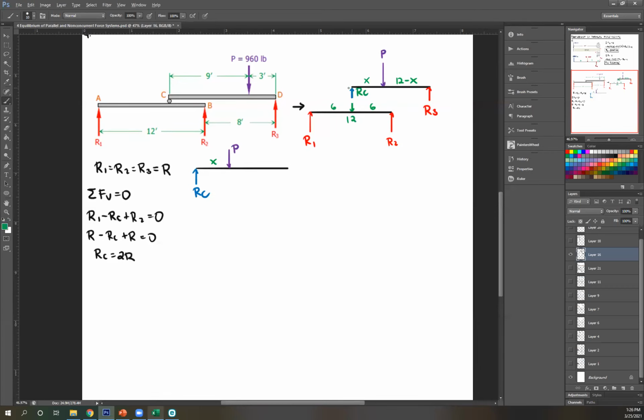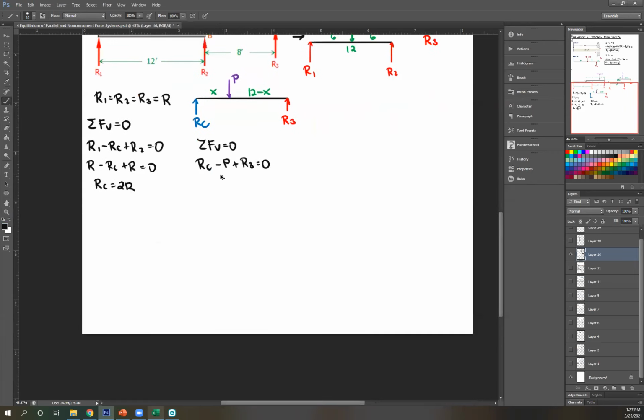And then this is just 12 minus X. And then this is your R3. Okay, let's create an equation using this. So let's say summation of forces vertical as well. So RC upward minus P plus R3 equals 0.